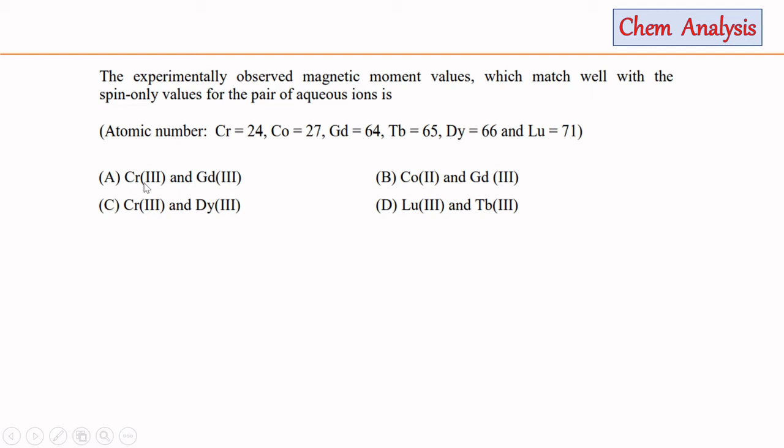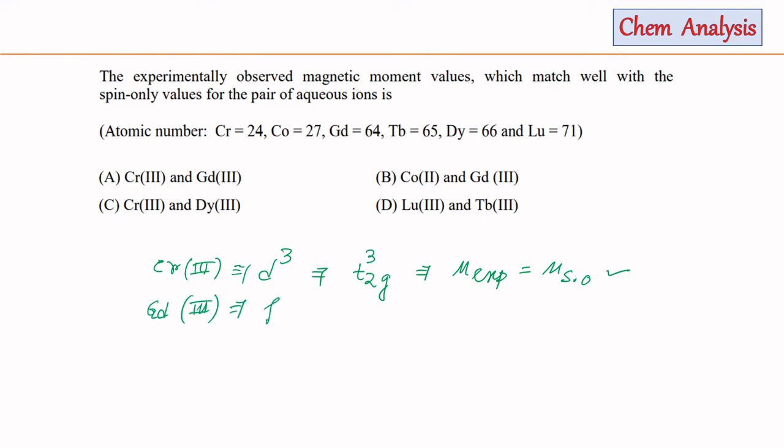So first check the first option. Here we can see that chromium is in the +3 oxidation state, that means it contains d3 electronic configuration, and the electronic distribution in octahedral geometry will be t2g3, and it does not show any orbital contribution since t2g is half filled. If t2g is unsymmetrically filled, then there will be orbital contribution, and for this case mu experimental will be equal to mu spin only. Okay, and for the second case, that is gadolinium 3+, it contains f7 electronic configuration, and as I said, for lanthanide elements, the element which contains f0, f7 and f14 electronic configuration, mu experimental is equal to mu spin only. So for the first pair, we can see that the experimentally observed magnetic moment will be equal to the spin only value.